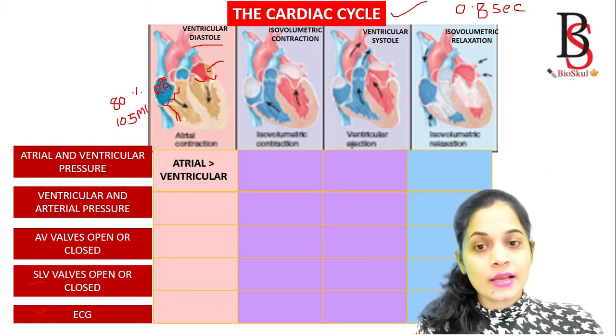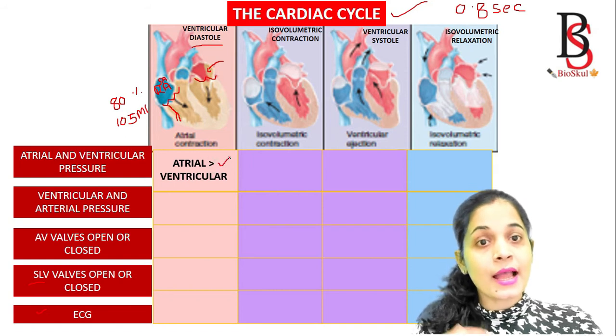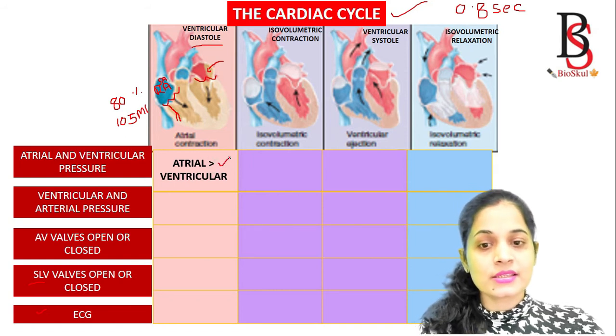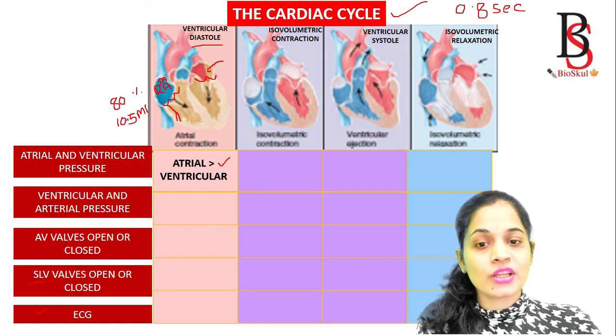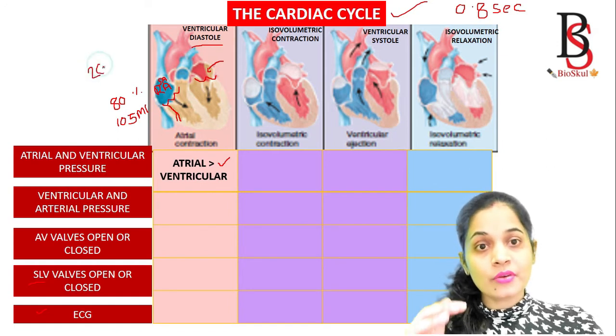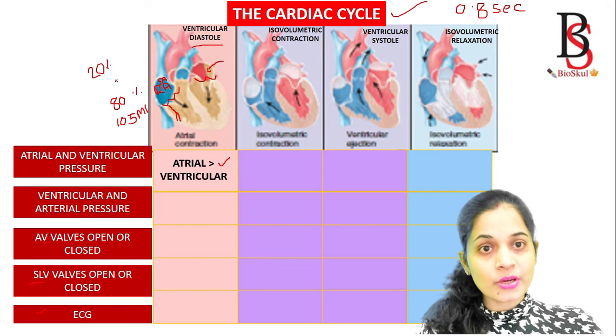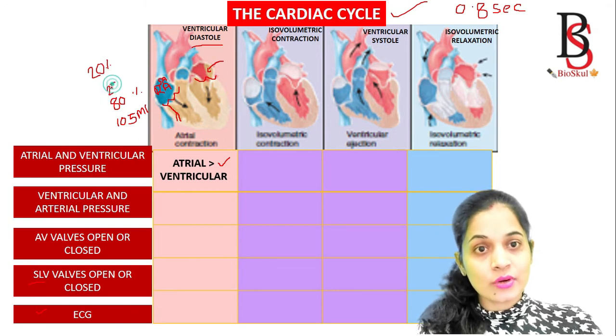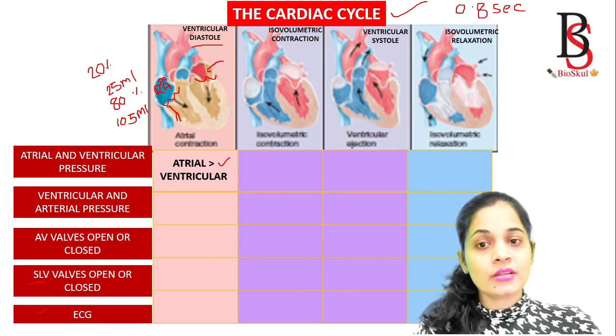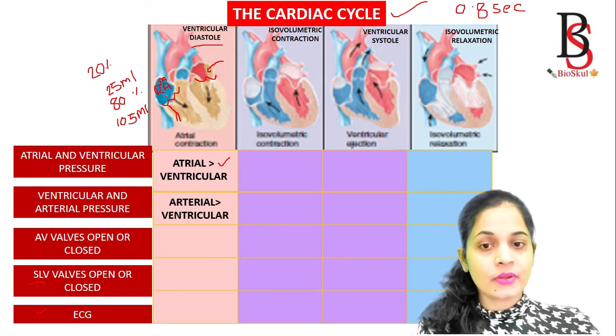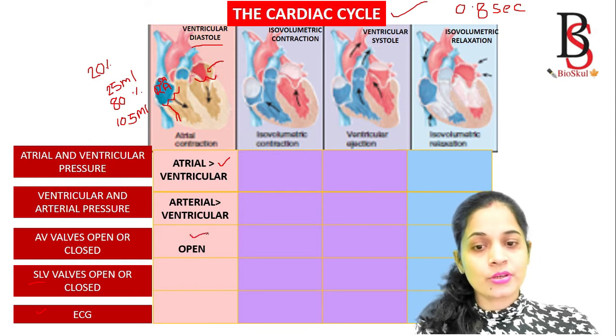So now the atrium has a higher pressure than the ventricles. Atrial pressure is more than ventricular pressure, so blood will move from high pressure to low pressure. So now the remaining 20% of blood, that is 25 ml, moves from each atrium to the ventricles through the atrioventricular valve. So now the atrioventricular valve is open.